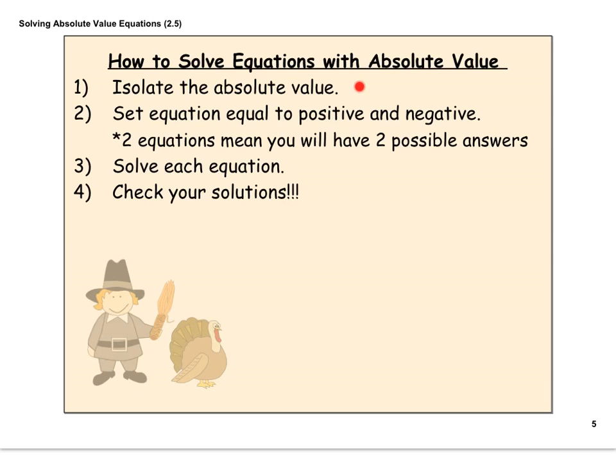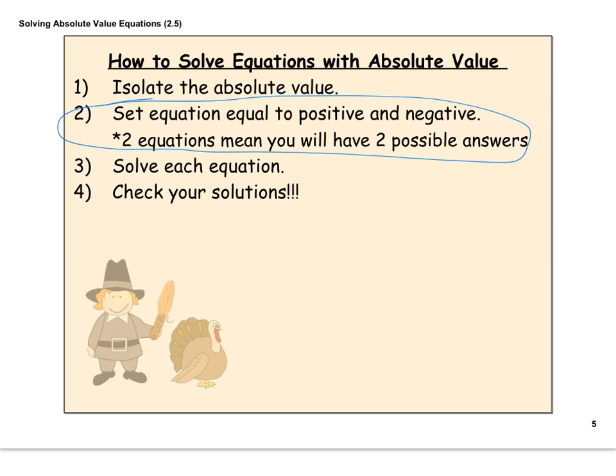The first step is you're going to isolate the absolute value. What that means is we want the absolute value to be the only thing on one side of the equal sign. Our last two examples are going to deal with this. So we won't have to worry about this to start with. I'll show you that example here in a little bit. The big thing for solving absolute value equations is step 2.